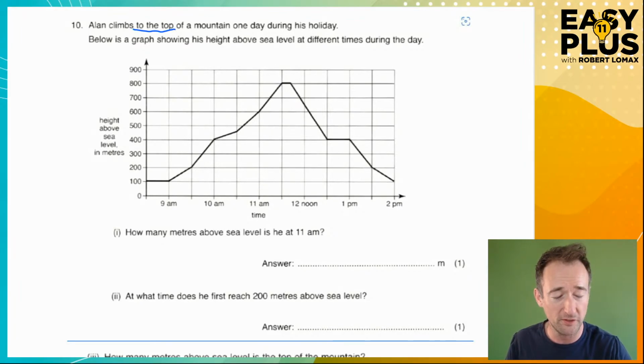Zakaria says, bro, this is so easy. Well, hey, bro. Bro, it doesn't really sound right on my lips. I'm sure it sounds brilliant on yours.